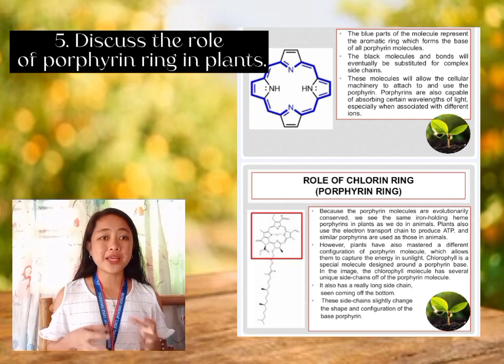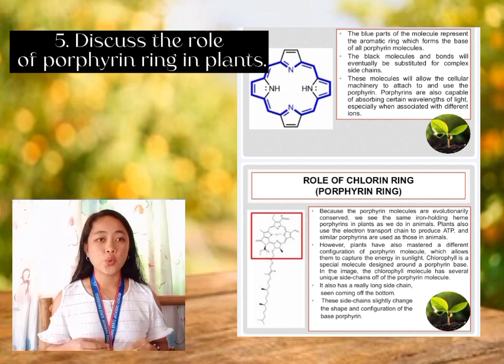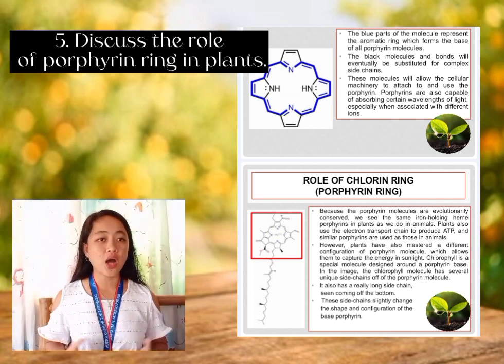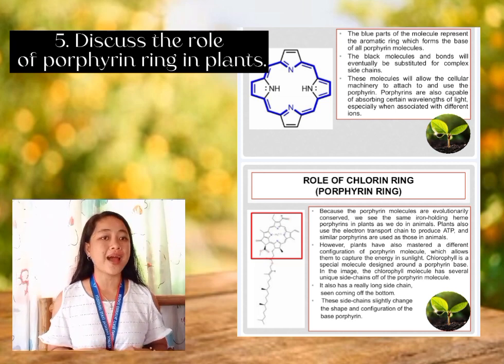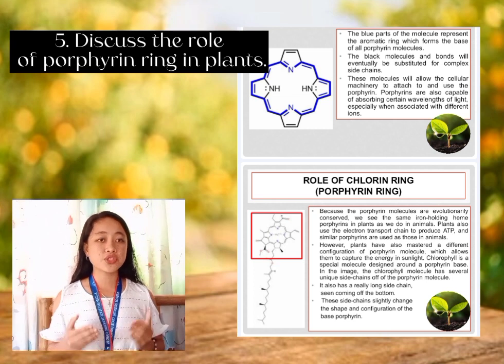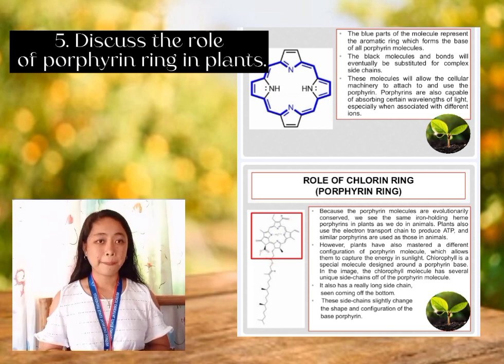It is because the porphyrin molecules are evolutionarily conserved that we see the same iron-holding porphyrins in plants as we do in animals. So plants also use the electron transport chain to produce ATP, and similar porphyrins are used as those in animals.